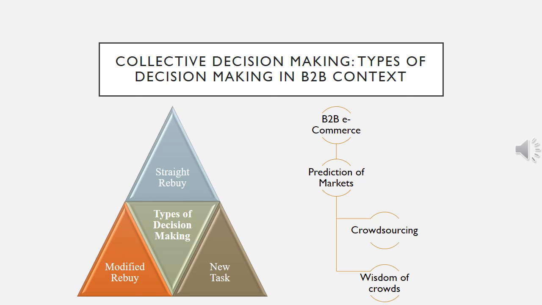Second is a modified rebuy. Situations involve limited decision making. It occurs when an organization wants to repurchase a product or service but also wants to make some minor modification. This decision might involve a limited search for information among a few vendors. One or a few people will probably make the decision.